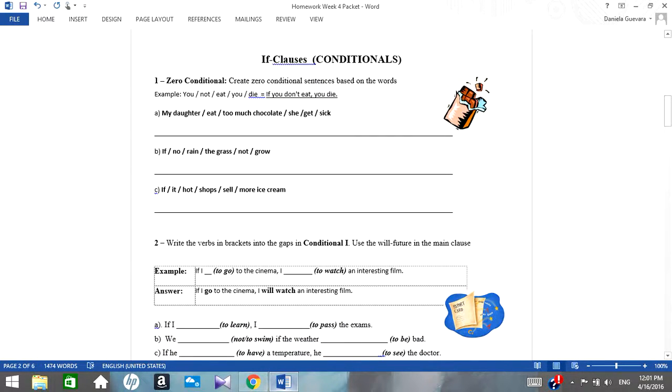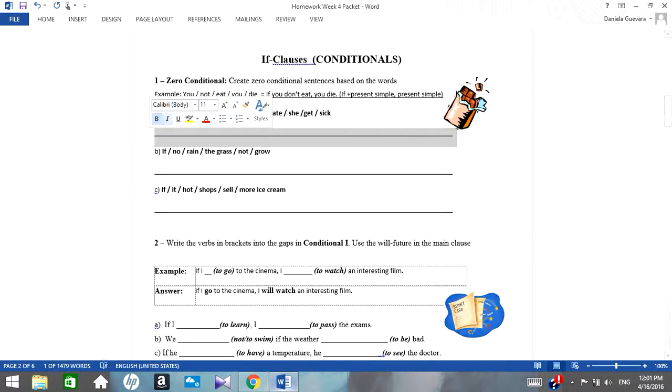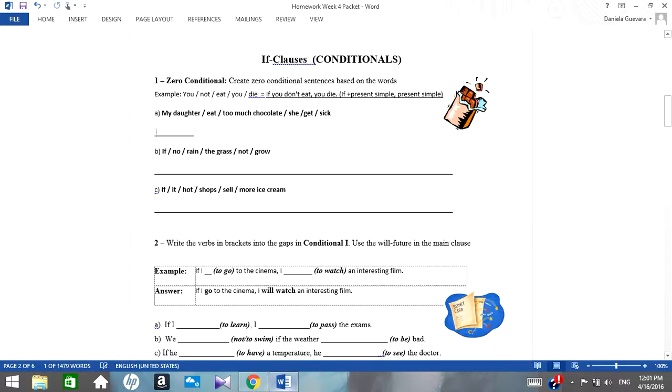So the first three sentences, we have to use this zero conditional. So remember the zero conditional. It's if plus present tense, present simple. And the next phrase would also be in the present simple tense. So let's see if we can do it for these. Let me delete this so I can have space to type.